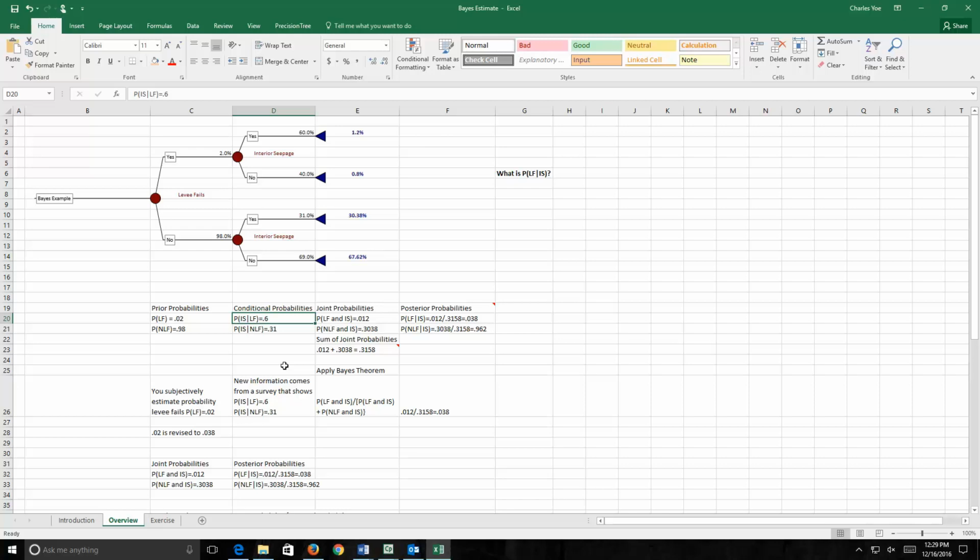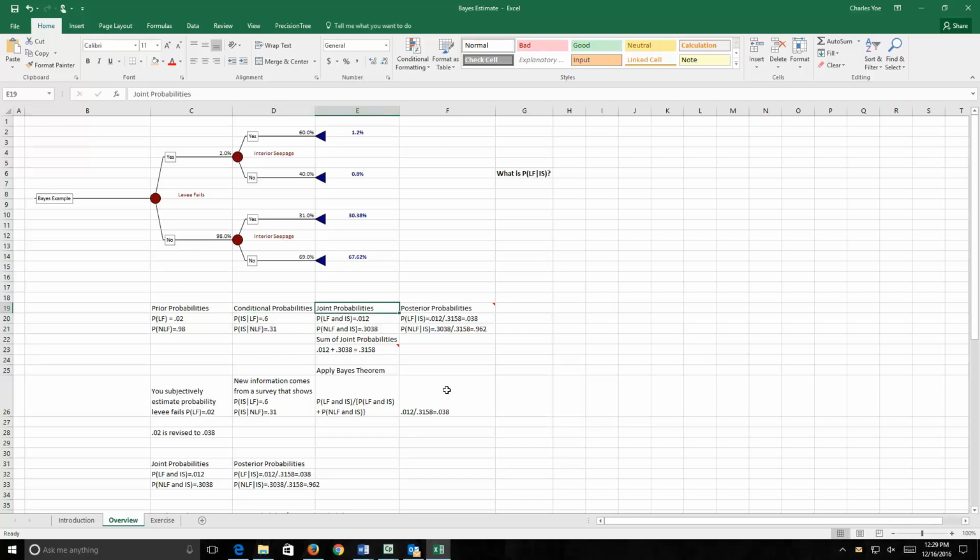The second conditional probability is the probability that there is interior seepage given that there is no levee failure. Well, here we have no levee failure, and here we have the presence of interior seepage, 31%. You will notice that both of these probabilities are nominally at least the probability of interior seepage, but those probabilities differ. One is 60%, one is 31%, and that's because there are different conditions attached to each.